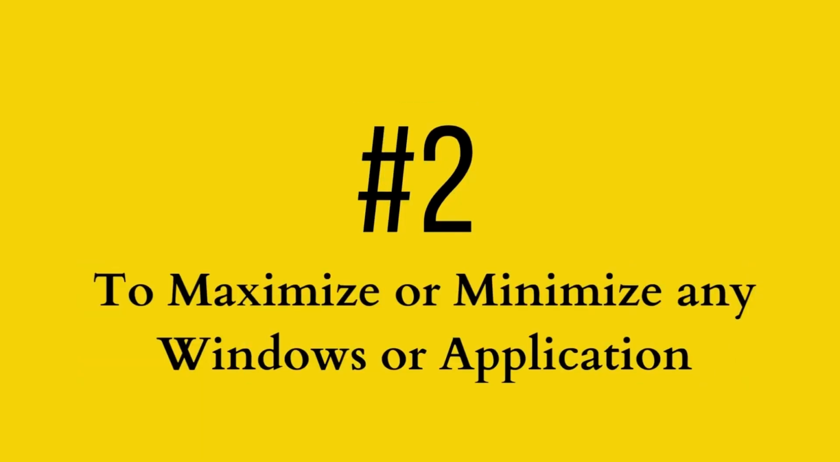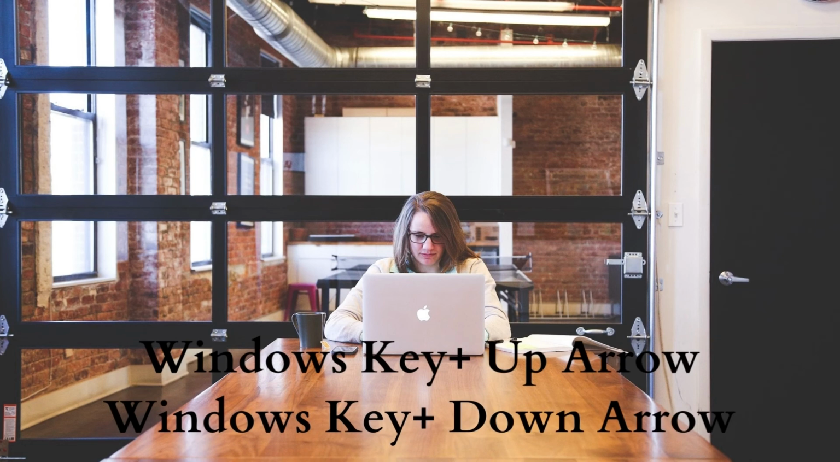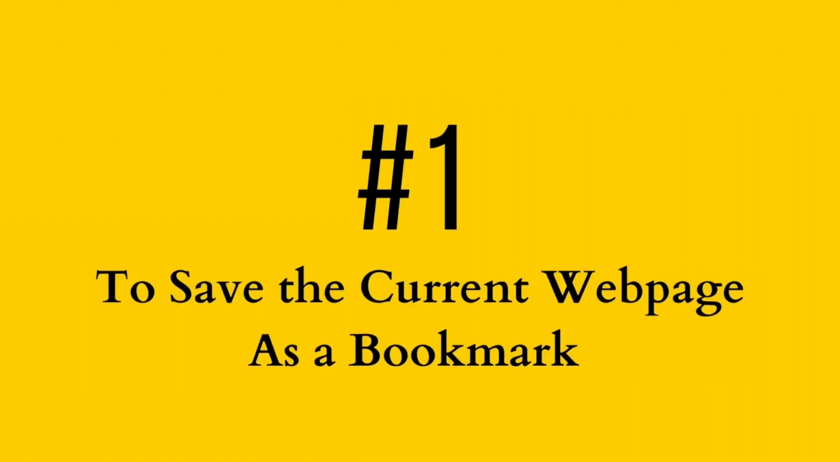Number 2. To maximize or minimize any of your window tabs or applications. If you ever feel too lazy to maximize the current window you are working on, or minimize it, then these two keys will be good friends of yours. You can use the Windows key plus down arrow key to minimize the current window you are on, and do just the opposite with the up arrow shortcut in order to maximize the window you are on, just like zoom in and zoom out.